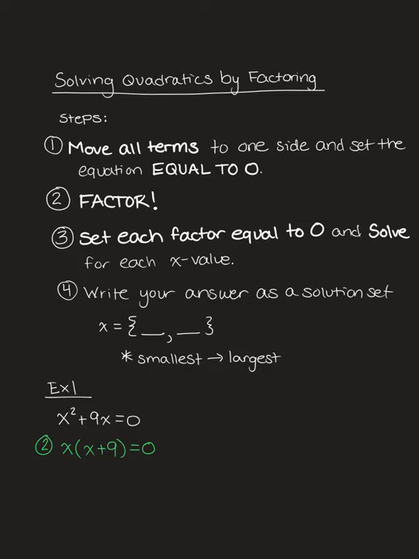Then you will set each factor to 0 and solve. So I'm going to set x equals 0 and x plus 9 equals 0. Then I will solve. Well, x already equals 0. X plus 9, if I subtract 9 from both sides, then I get x is equal to negative 9. Your solution then is x equals the set of negative 9 and 0.